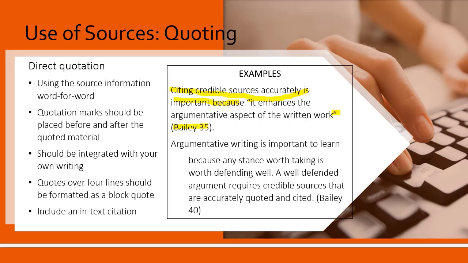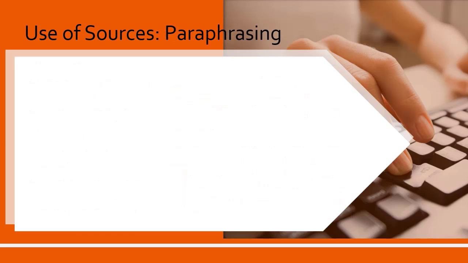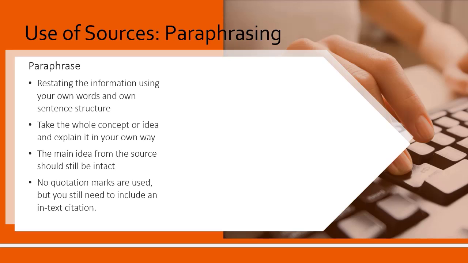The example here is a block quote. This is a quote over 4 lines, so instead of using quotation marks, you indent the whole quote 1/2 inch all the way down. You also should continue to have the citation at the end, except it goes outside of the period instead of inside the period when using a direct quote in quotation marks. Another way to use sources is by paraphrasing. Paraphrasing can be a difficult skill to master, but it's important to paraphrase correctly to avoid plagiarism.